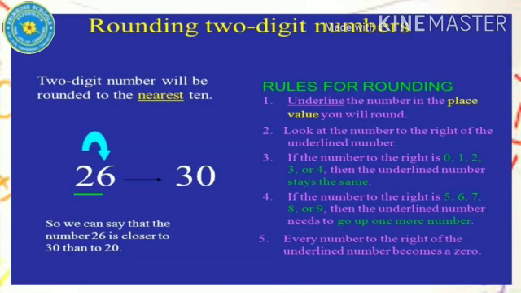So if we take an example of 26, we are going to underline the number 2, right? So the right side of the 2 we have 6, which is greater than 4. So what we need to do? We need to change that 6 to 0 and the underlined number goes up one number. So 2 becomes 3. So 26 becomes 30.